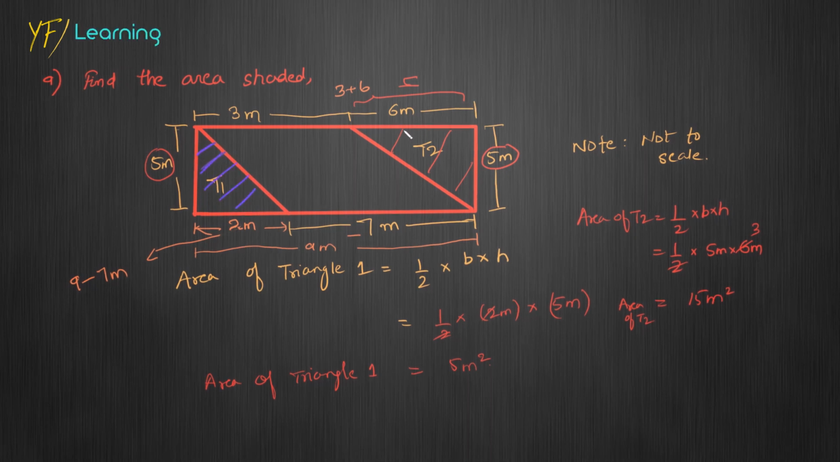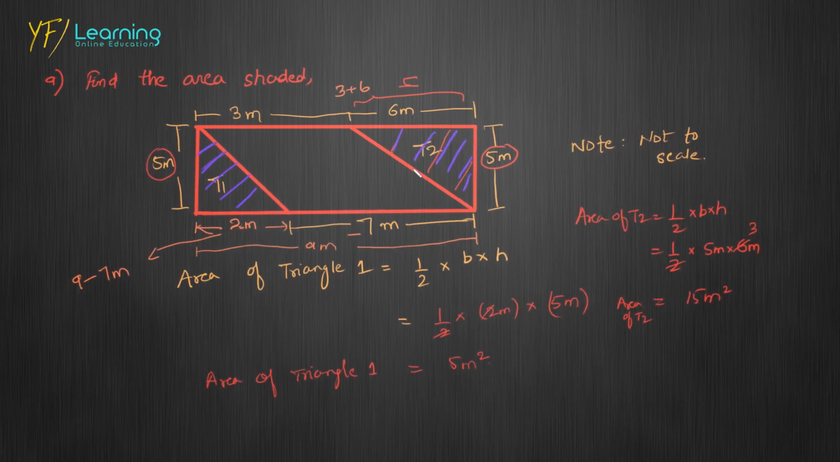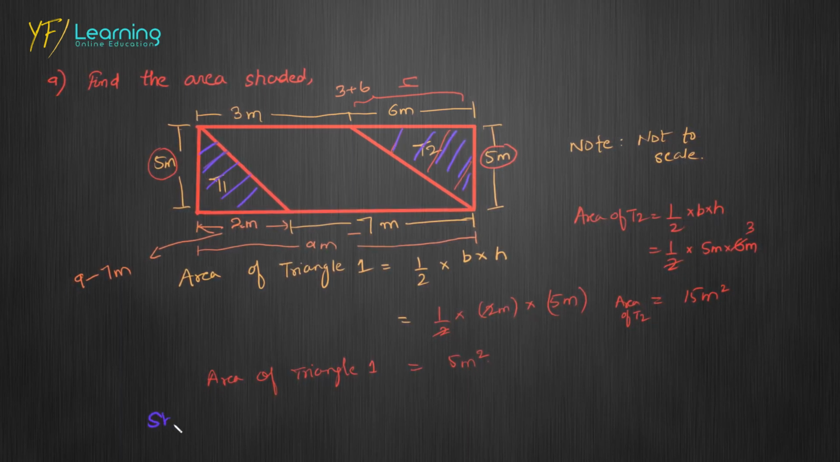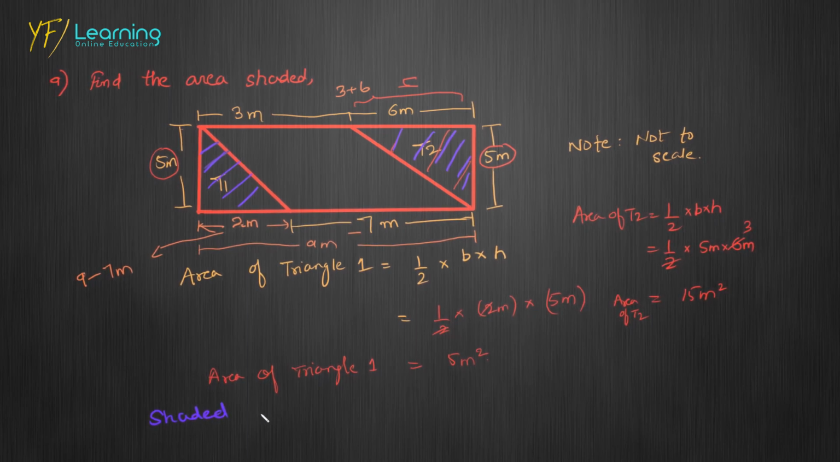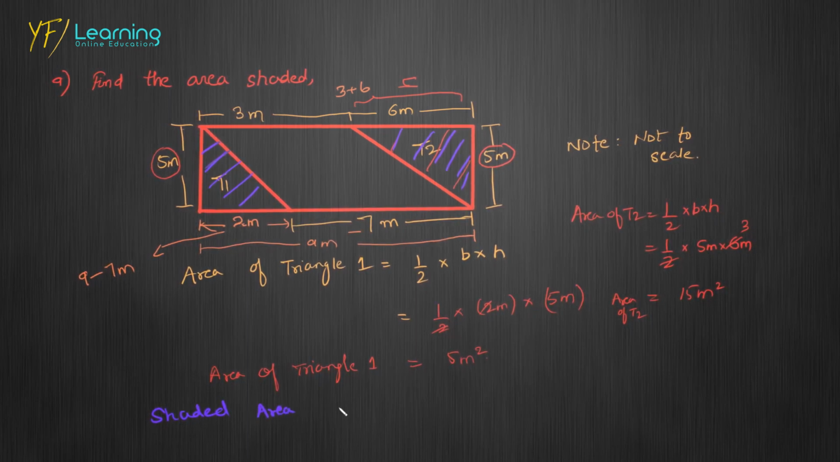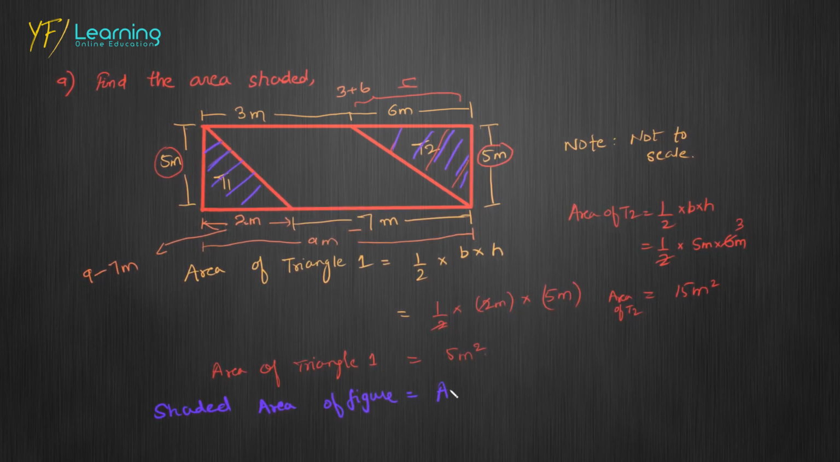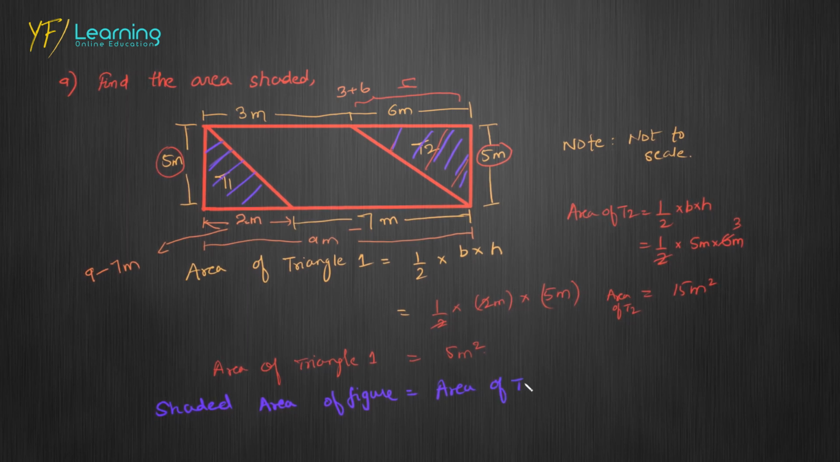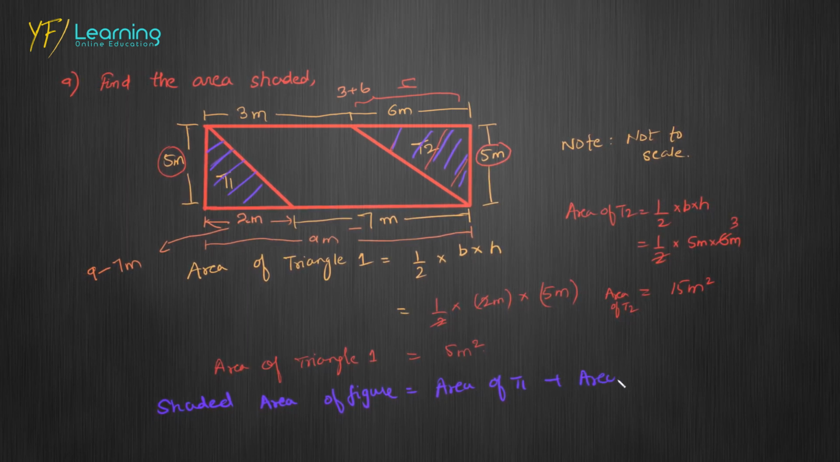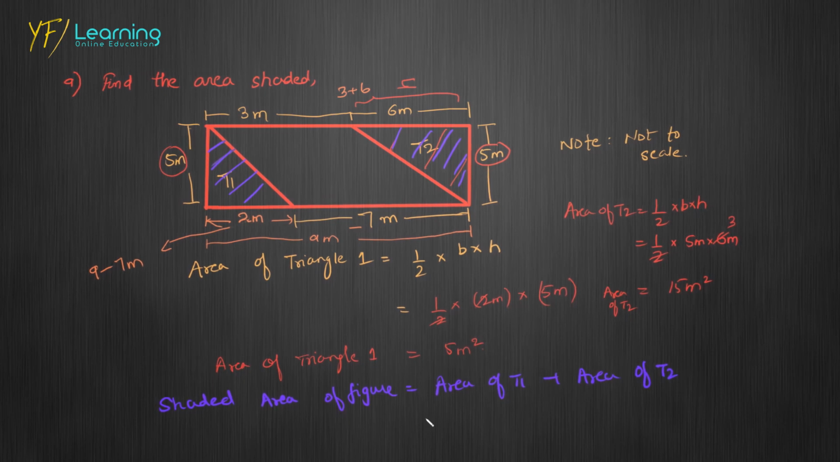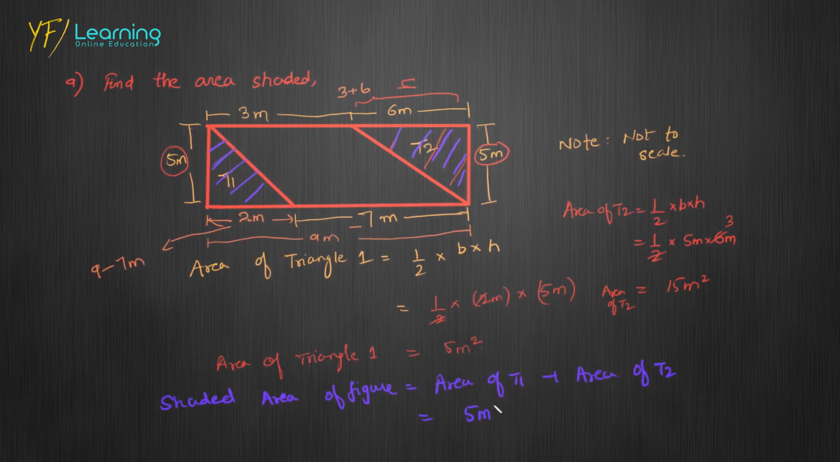Okay, so we have to calculate the shaded area region. The shaded area of the figure is equal to area of triangle 1 plus area of triangle 2. So area of triangle 1 is 5 meter square plus area of triangle 2 is 15 meter square. They add up to 20 meter square. The shaded area of the figure is 20 meter square.